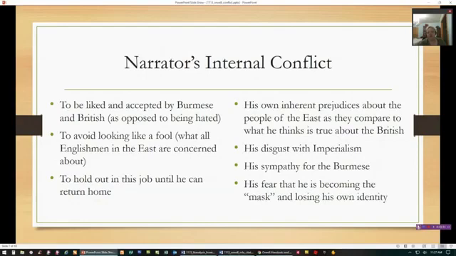You're going to see, directly and indirectly, he makes a lot of statements, or does a lot of things, that show that he does have these prejudices, right? He has a disgust with imperialism. So he's working for his own government, and yet he says that this imperialism is evil. So that's a big conflict, right? That he doesn't like what he's having to do.